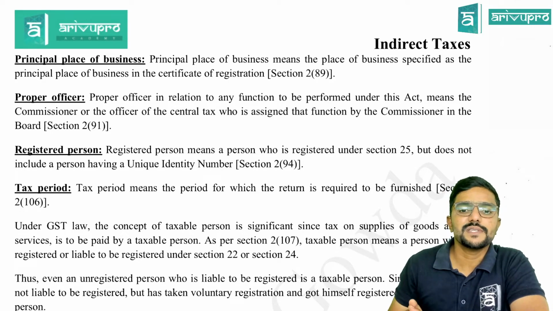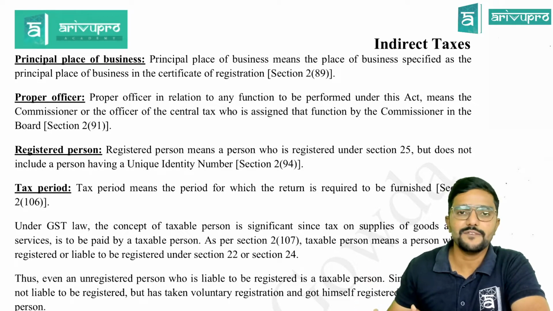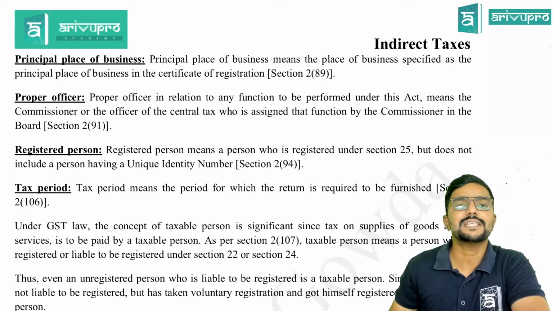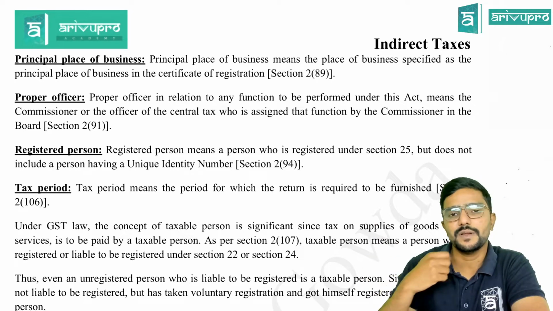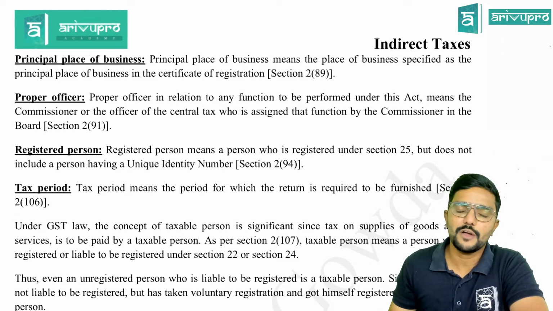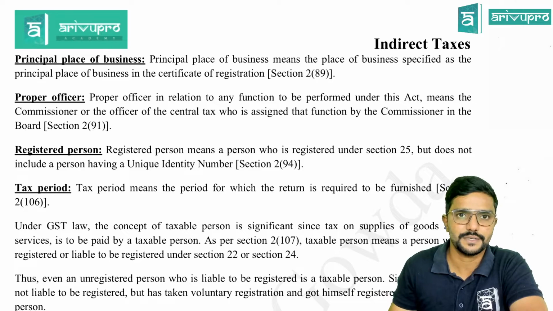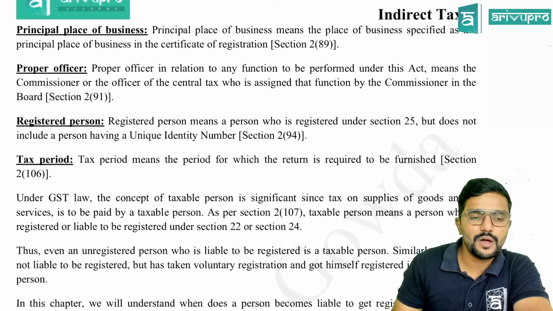Principal place of business means the place of business specified as the principal place of business in the certificate of registration. So when I am applying for the registration, I have mentioned the Bangalore branch as the principal place of business. Based on that, a registration certificate will be issued for me, and in that registration certificate they would have mentioned that the principal place of business is the Bangalore branch, and the address and all will be mentioned. Clear? Yes.